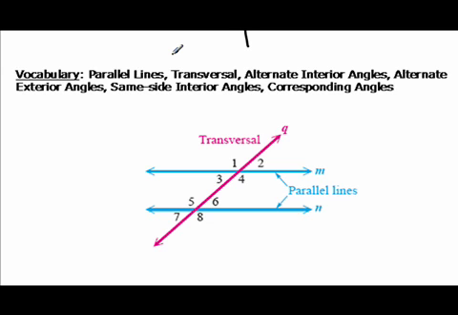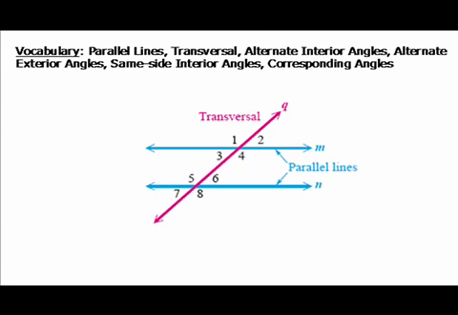So we got parallel lines, we got something called a transversal, and then we have all these other types of angles. Corresponding, alternate interior, and same side interior angles. Let's start with parallel lines. Like I said, those are the two lines that I have up here in blue. Two lines in the same plane that do not intersect. So we would say up here that line M is parallel to line N. And then comes line Q. Q is what we call a transversal. It's a line that is intersecting a set of parallel lines.